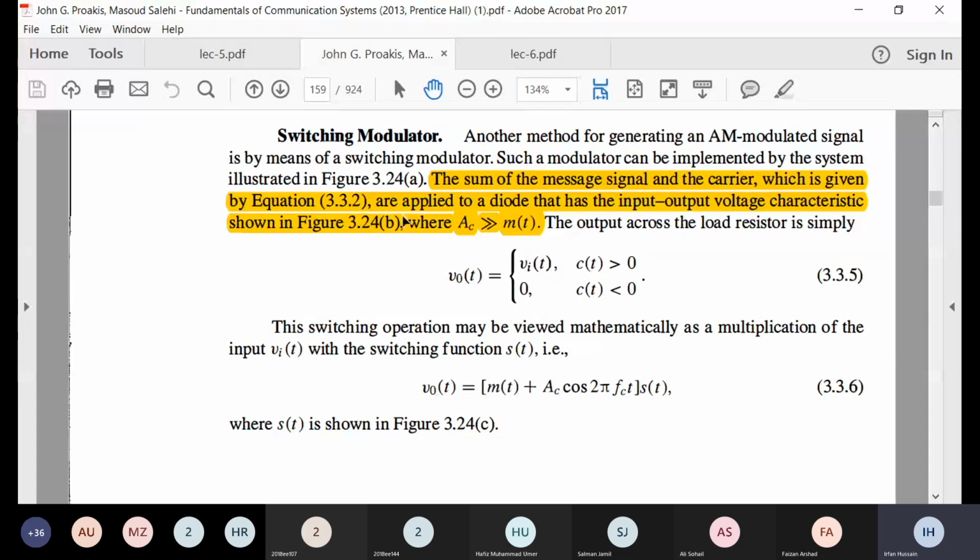The sum of the message and carrier, m(t) plus Ac cos, will go into the diode. Here we make sure that Ac is much greater than m(t). You have just placed a resistor after the diode, so the output of the diode will always exist when the sum signal is greater than 0, but once it is less than 0, it will be 0. The switching modulator will be getting 0 once it is less than 0.